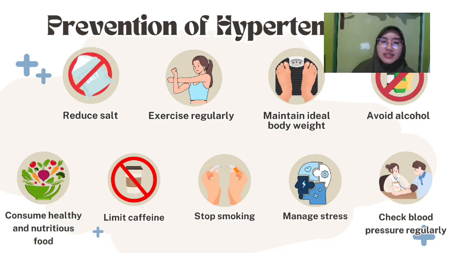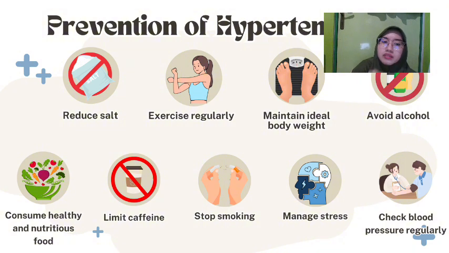Number two is exercise regularly. Exercise is a need for everyone because it can maintain overall body health, including preventing hypertension. Especially for people with hypertension, exercise can reduce the need to take high blood pressure medication. In fact, people who exercise regularly have a lower risk of hypertension than those who don't exercise at all. The reason is regular physical activity or exercise can strengthen your heart, so it can pump your blood more easily.